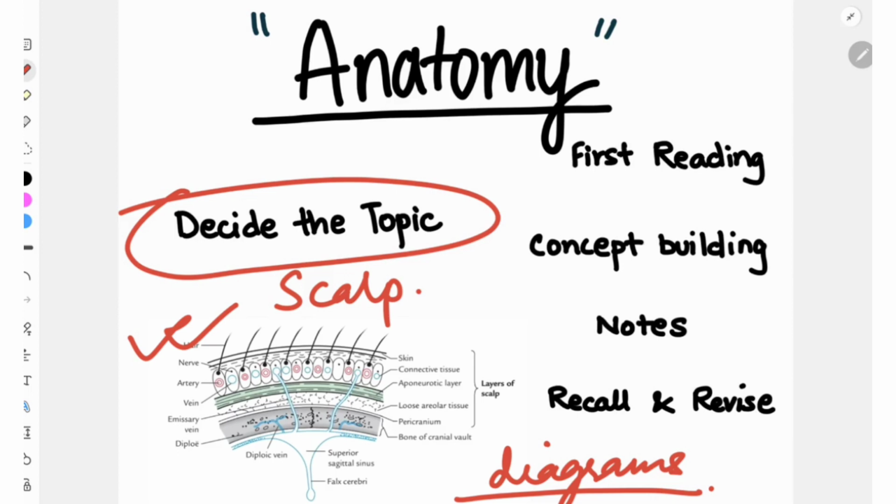So after deciding the topic, go for the first reading. Look at the diagram. See what parts they are showing, and which area consists of what.